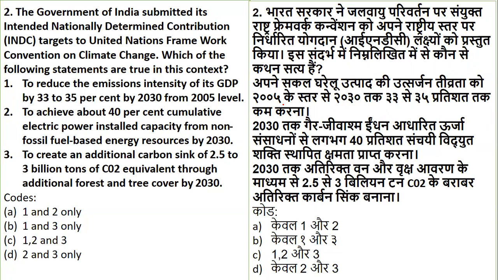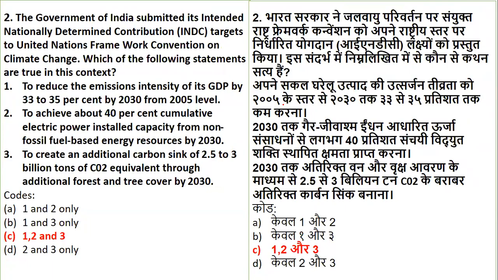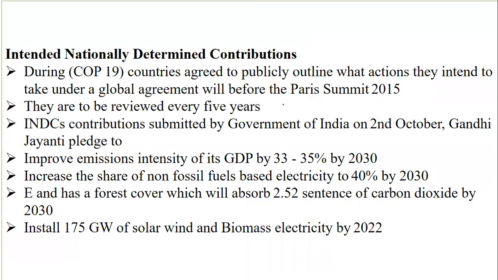Whether it's option 1 and 2, 1 and 3, all 3, or 2 and 3. Reading all the statements carefully, we can say that all 3 statements are true. Why? The Intended Nationally Determined Contribution was agreed during Conference of Parties 19, and covers the actions which countries intend to undertake under the global agreement before the Paris summit. They are to be reviewed every 5 years. This is also one of the questions, so you have to be careful.